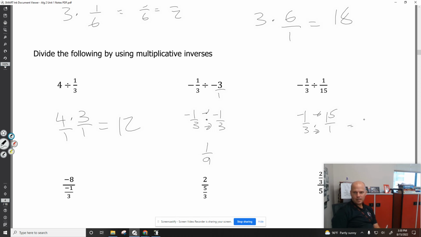Now, you get -15 over 3. How many times does 3 go into 15? You can simplify this by dividing the top and bottom by 3, but it's like 3, 6, 9, 12, 15. How many times is that? Okay.